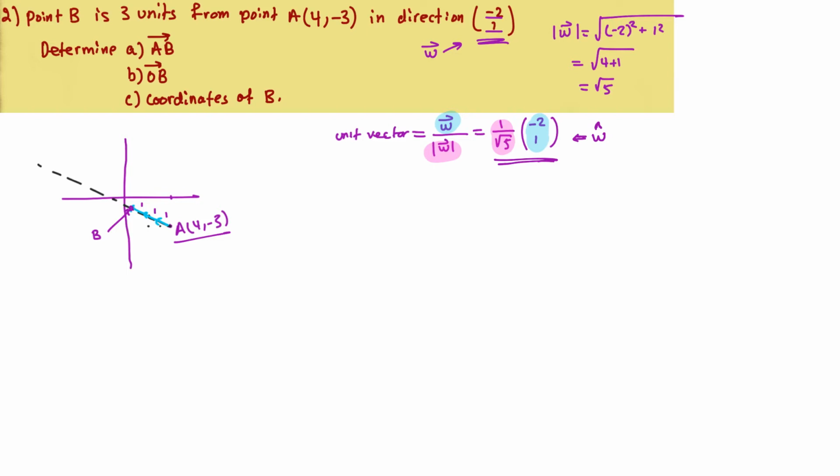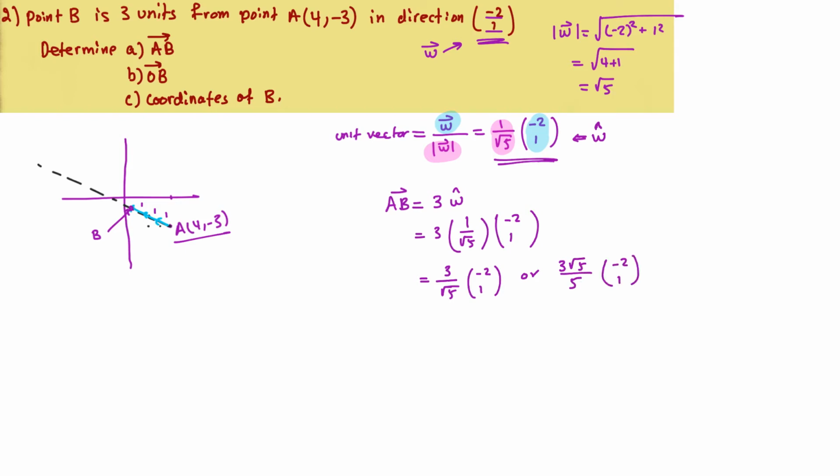And once I have this, I know that vector AB is equal to 3 times unit vector W. So this is 3 times 1 over root 5 multiplied by the x component and y component of the vector. This will end up being 3 over root 5 times (-2, 1). Or you can also rationalize the denominator and write this as 3 root 5 over 5 times (-2, 1).